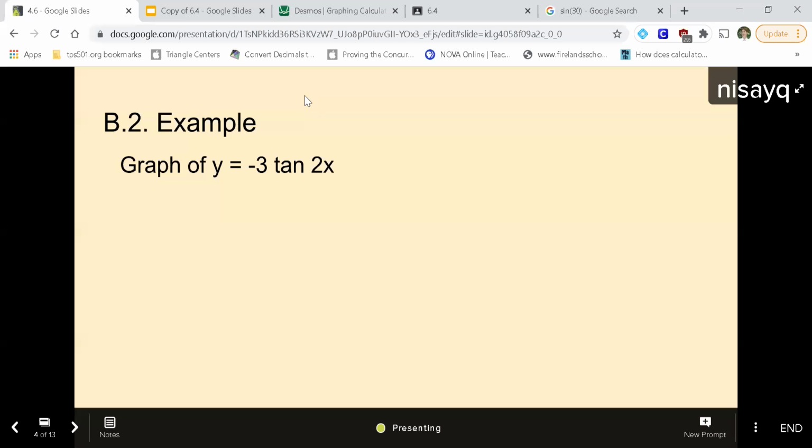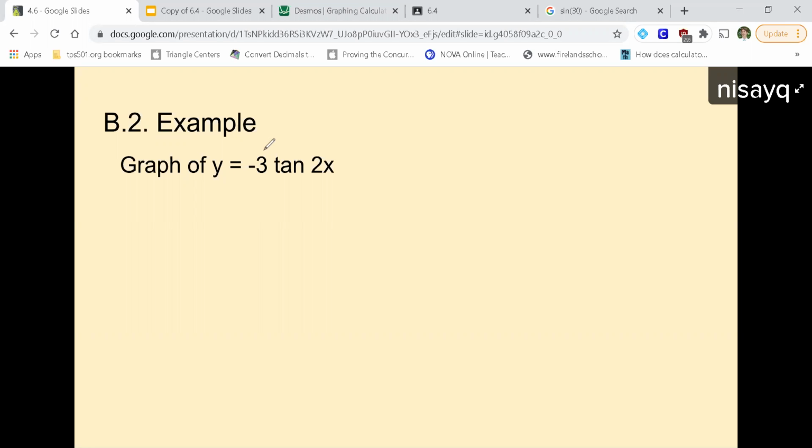So for example, let's say we have the graph of y equals -3 tangent of 2x. To graph this, we start out just like we did for sine and cosine. Our A value here is -3. That tells us two things about the graph. One is that we're going to multiply our y values by 3.